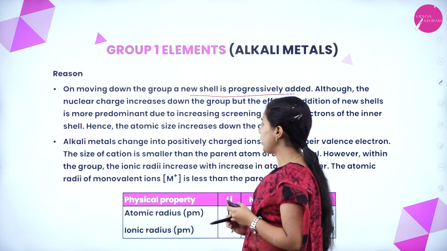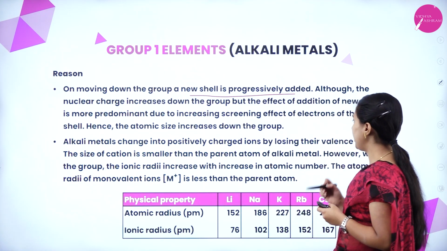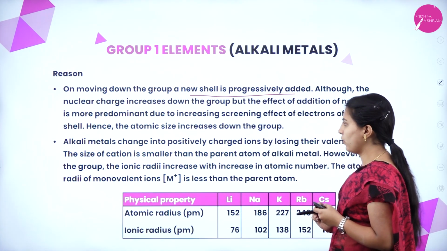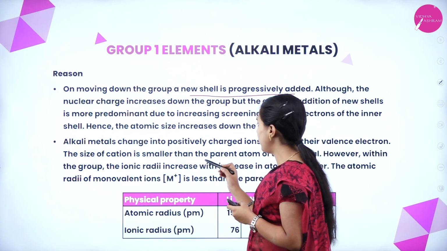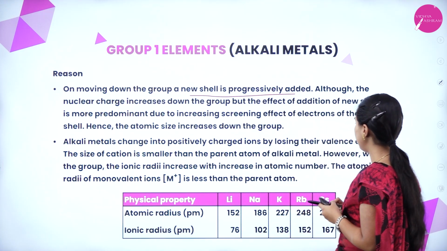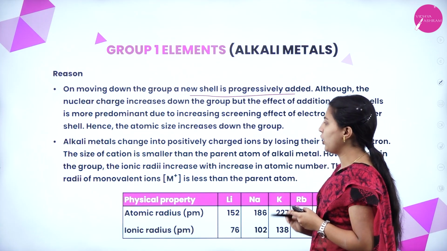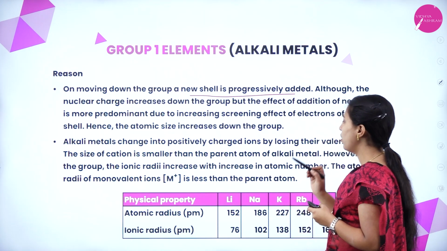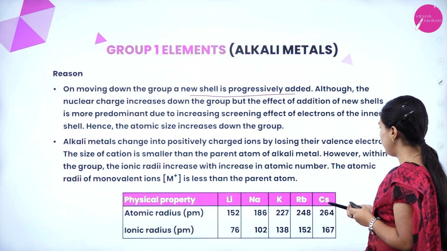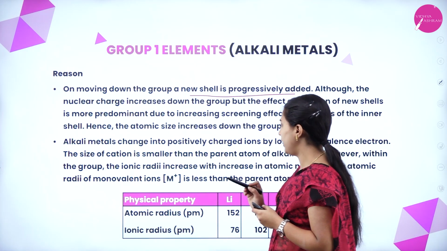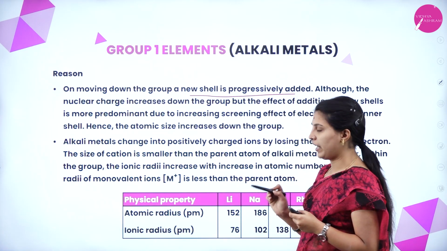Alkali metals change into positively charged ions by losing their valence electron. The size of the cation is smaller than the parent atom of the alkali metal. However, within the group, the ionic radii increase with increase in atomic number. The radii of monovalent ions are less than the parent atom.